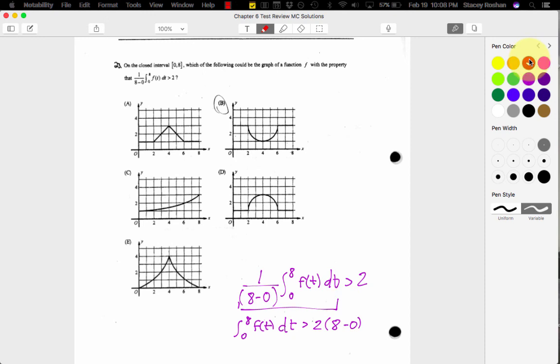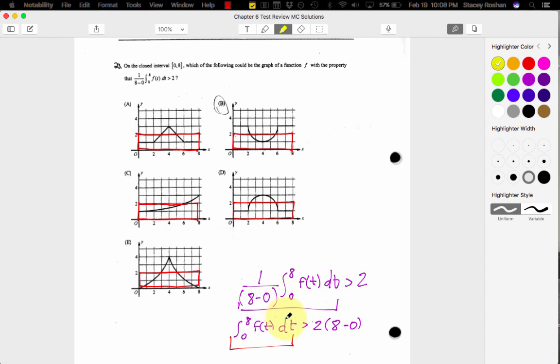Because you might recognize that 2 times 8 minus 0 is the same thing as a rectangle with a height of 2 and a width of 8 minus 0. So that's how I'm going to think about this problem. So I'm just going to draw that in for each of them, because now my problem is pretty much saying for which of them is the area under the curve. So let me just highlight this part in yellow. So for which of them is the yellow actually greater than the red?